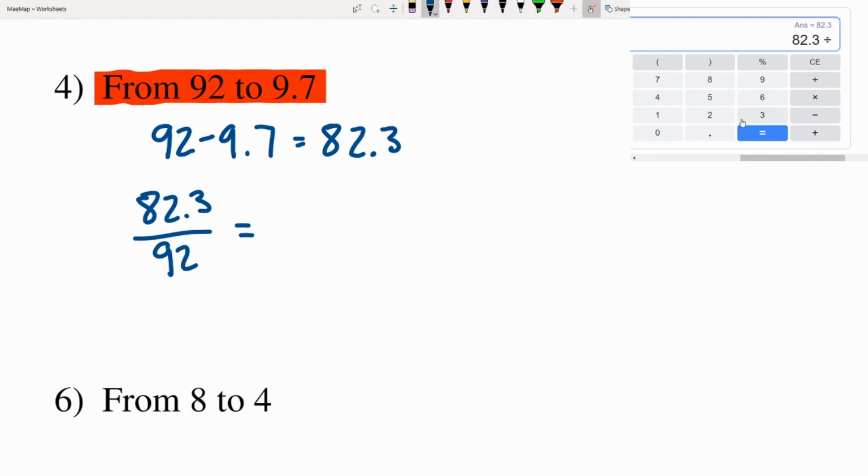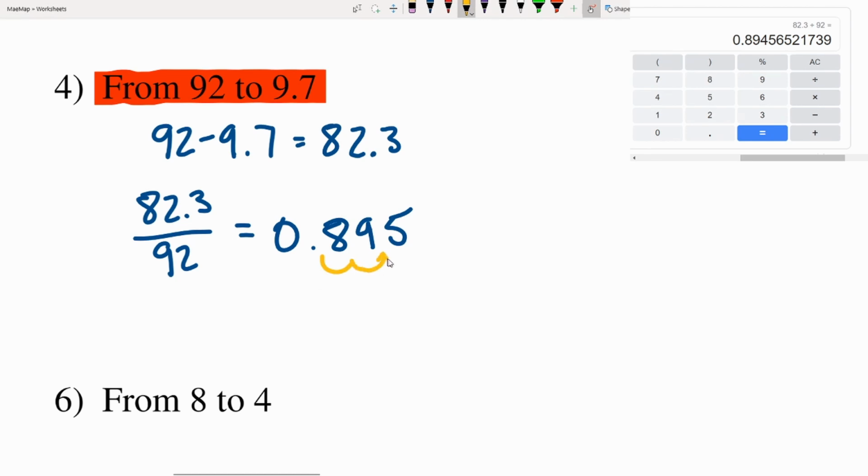So we'll take that change and divide it by the original starting number. So dividing 82 3/10 by 92 will give us 0.8945. Rounding to that nearest thousandth will be 0.895, and then converting that to a percent, moving the decimal place over twice, will be 89.5%, and this again was a decrease.